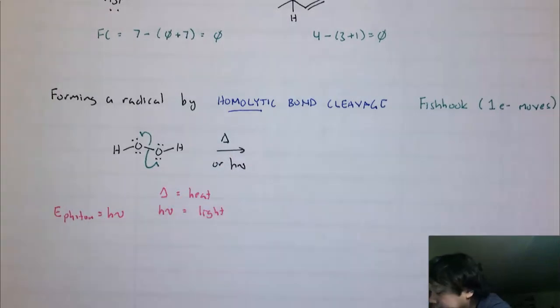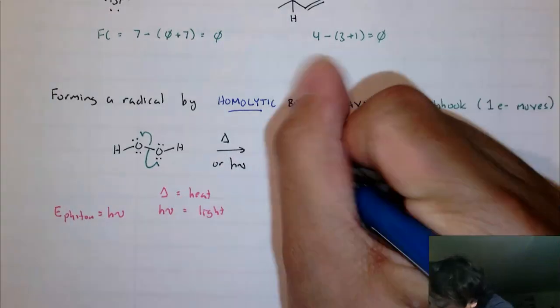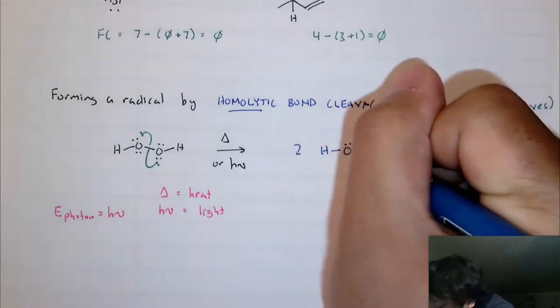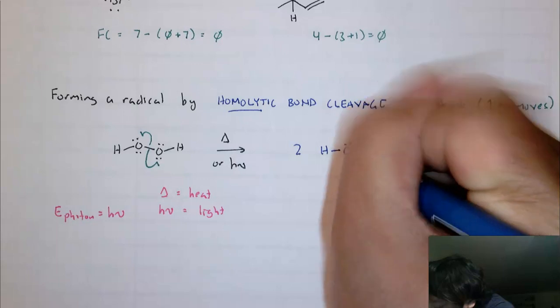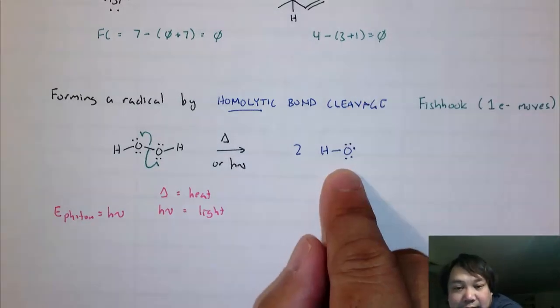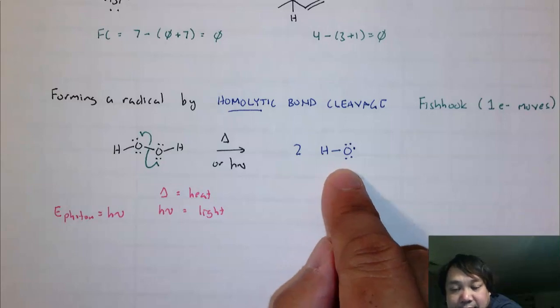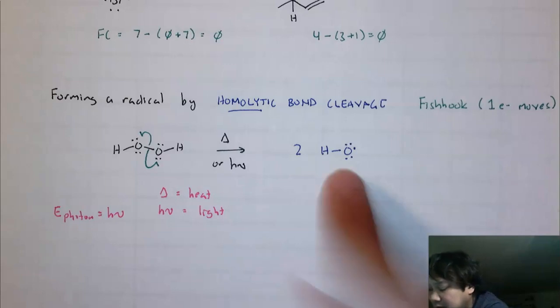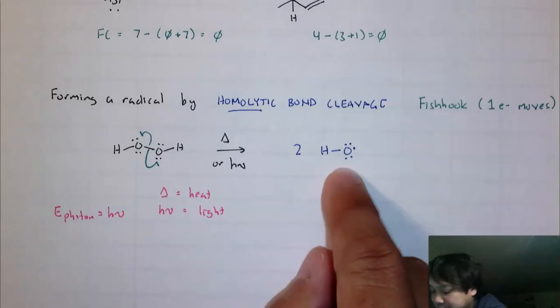What is our result? Our result is this. We have 2 molecules of HO radical. You could use the formal charge equation. This is 6 minus 1 plus 5. Okay, neutral. So again, another neutral radical.